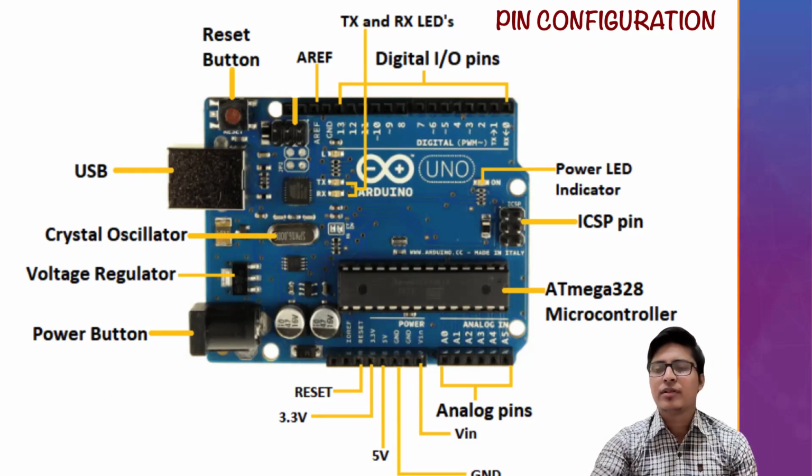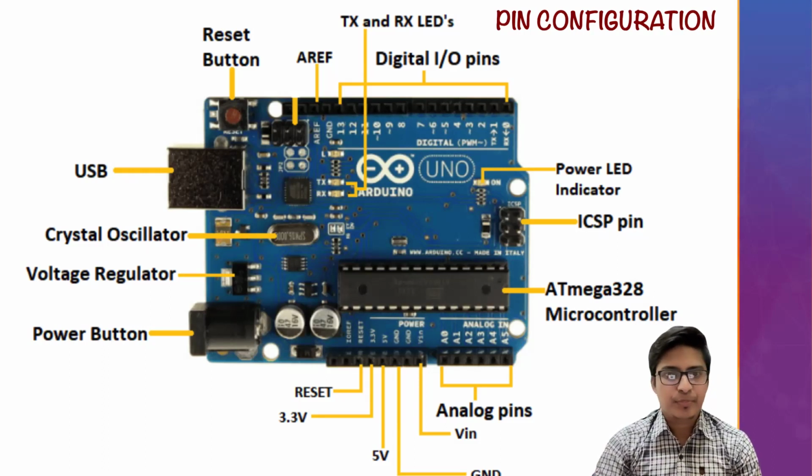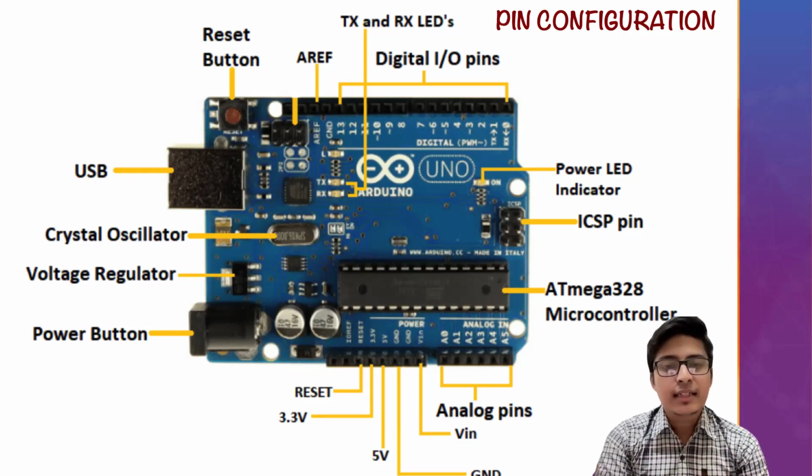5 volt power is enough. So that power is being given by the power port. When we are connected to the laptop, at that time, we don't need to give it extra power. All right. Then comes the A reference.